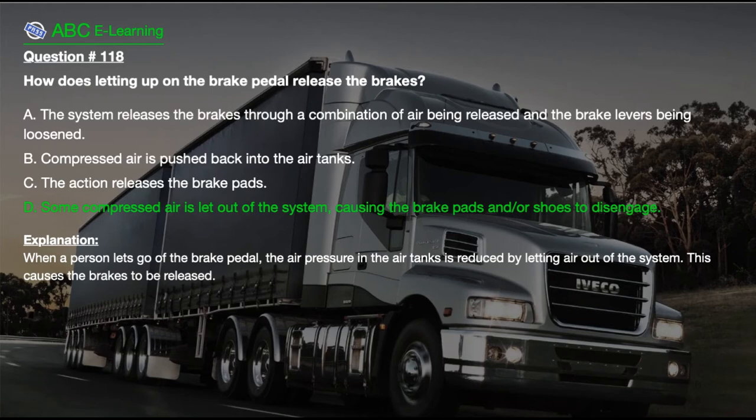The correct answer is here, D. Some compressed air is let out of the system, causing the brake pads and or shoes to disengage. Explanation. When a person lets go of the brake pedal, the air pressure in the air tanks is reduced by letting air out of the system. This causes the brakes to be released.